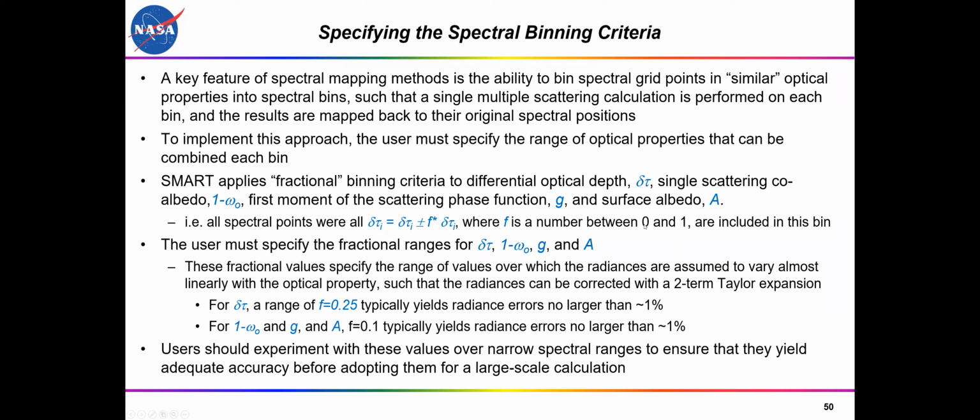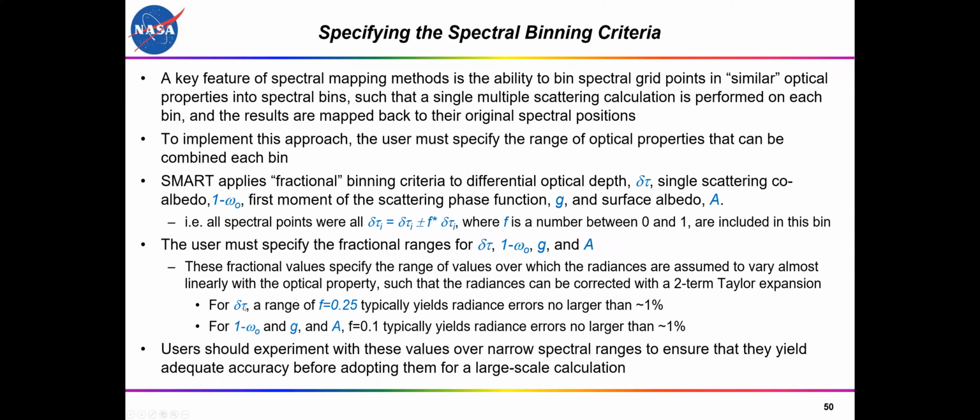So F is just a fraction, typically between 0 and 1. You can make it bigger than 1, but I don't recommend doing that. 0 makes this a monochromatic calculation. It'll just collapse down to where it does no binning, pretty much. It does that directly in the new code. In the old code, it basically does that by default anyway. The user has to specify the fractional ranges for differential optical depth, for 1 minus the single scattering albedo, this single scattering co-albedo, and the symmetry parameter and the surface albedo.